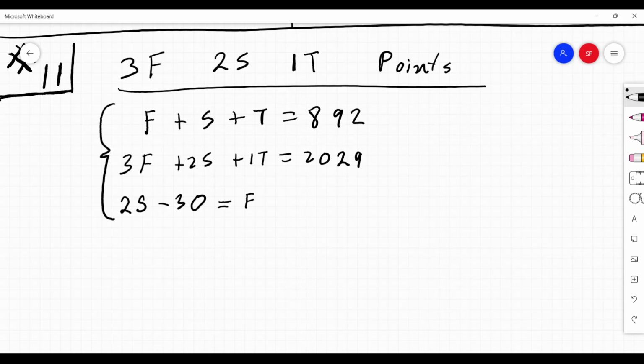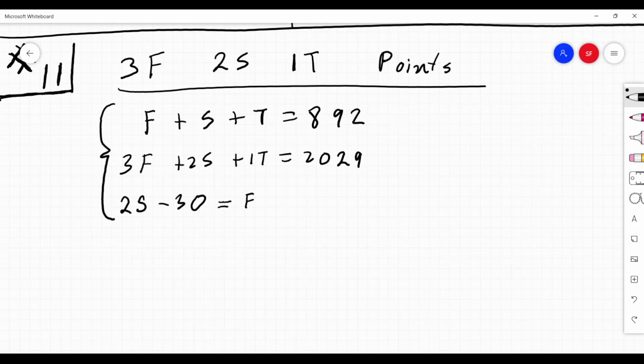Third sentence. F stands for first place. Yes. But 892 is the total votes. This last one is from that very last sentence, where it says if he had 30 fewer than twice as many second place votes. 4 fewer than twice as many second place votes. Where are you getting 4 fewer? If he had 4 fewer than twice as many second place votes.